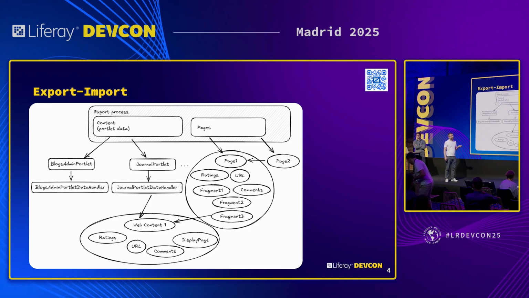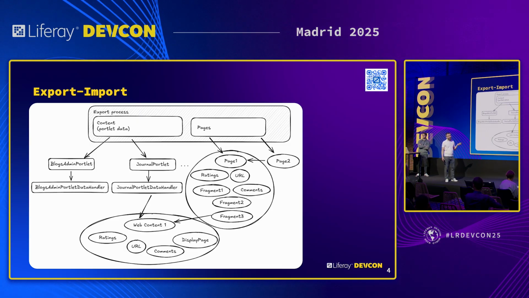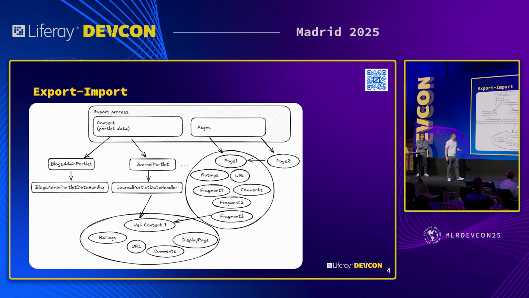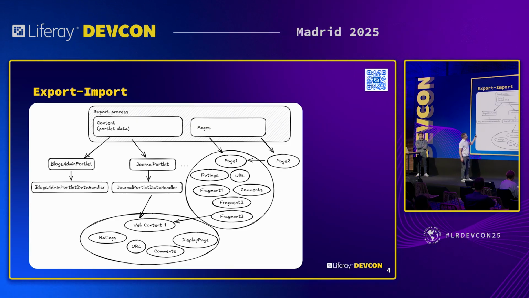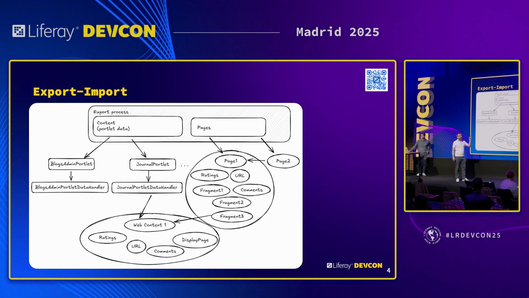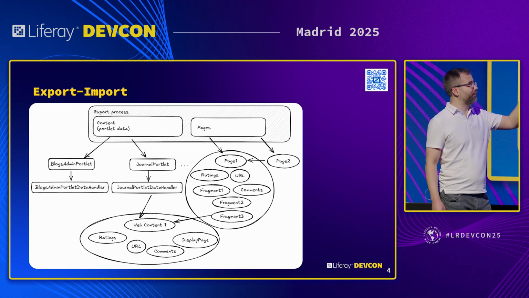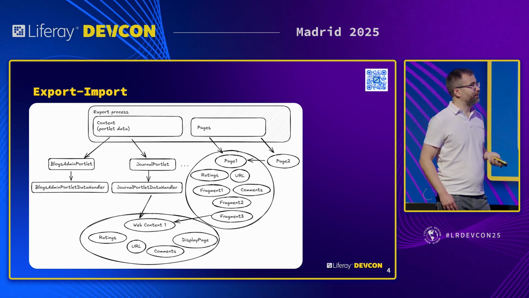And as you might already notice, this diagram is quite complicated because staging is complicated. First of all, let's just look at how many dependencies we have. We have, for example, journal, which is actually the web content. We export one web content. We have to export its ratings, the URLs, comments, display page. And the display page can go to whatever, because it can have fragments. It can also have comments and URLs and everything, friendly URLs and everything else.